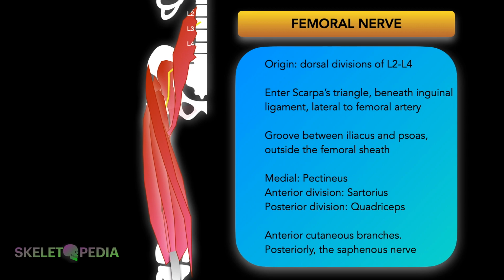The anterior division of the femoral nerve innervates the Sartorius, while the posterior division innervates all the different quadriceps muscles. Important sensory branches include the anterior cutaneous nerves, as well as the saphenous nerve posteriorly.